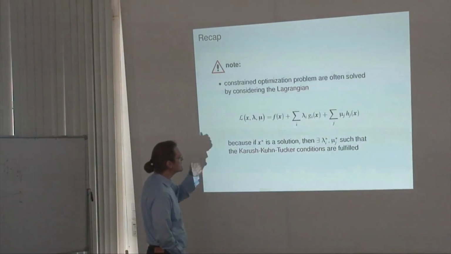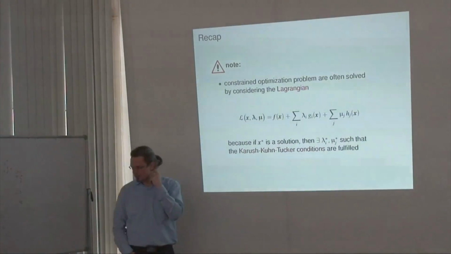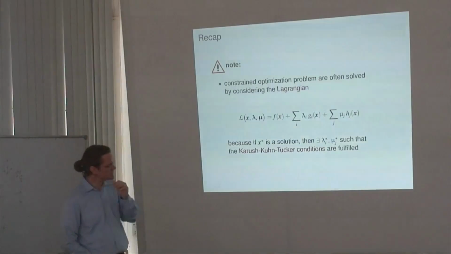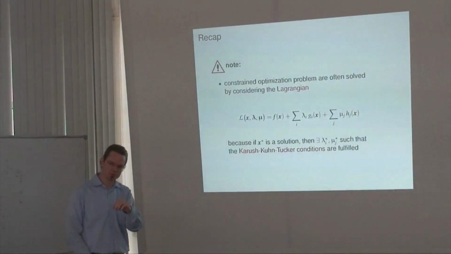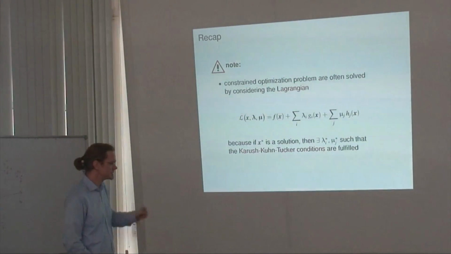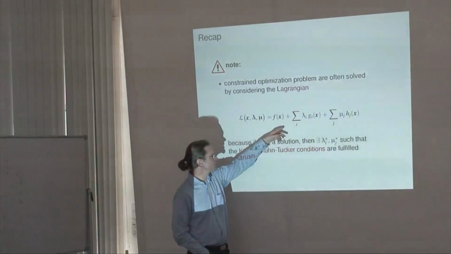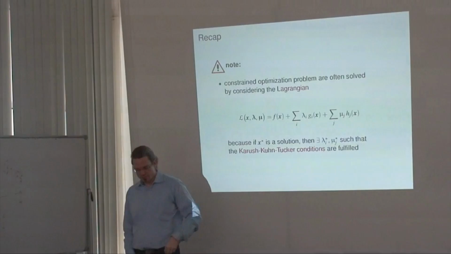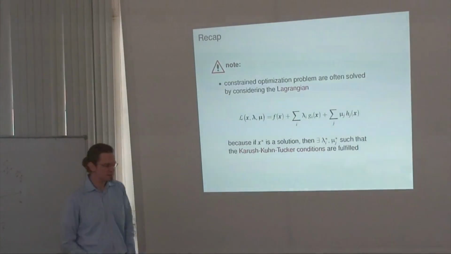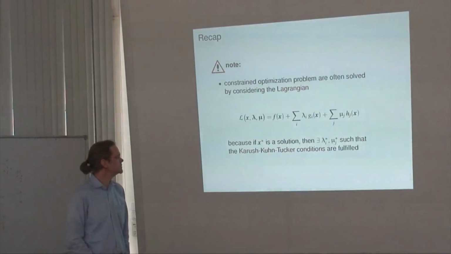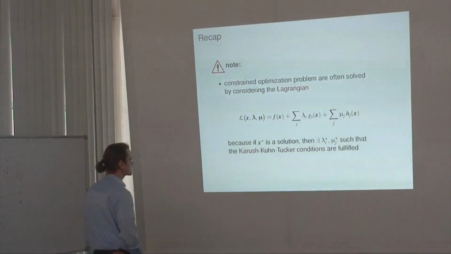And the Lagrangian basically is a linear combination over these functions we are given, the one we want to optimize, and the functions that define the constraints. That is, the Lagrangian is f of x plus sum over the i of lambda i g i of x plus sum over the j of mu j h j of x.